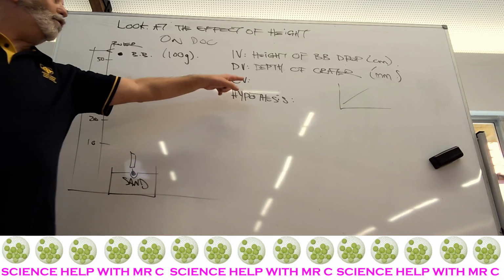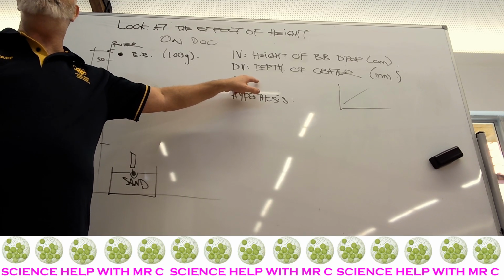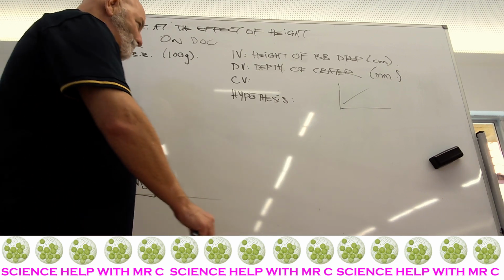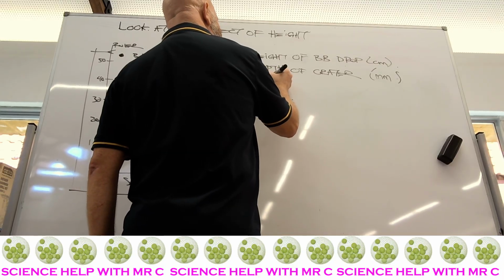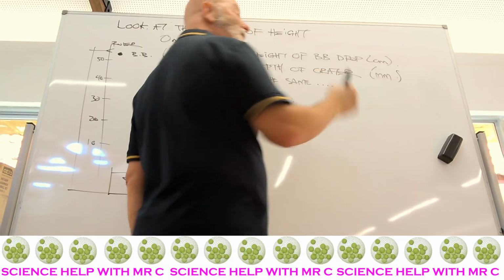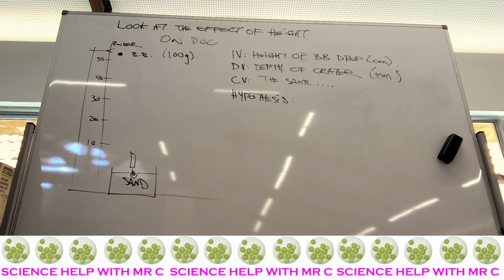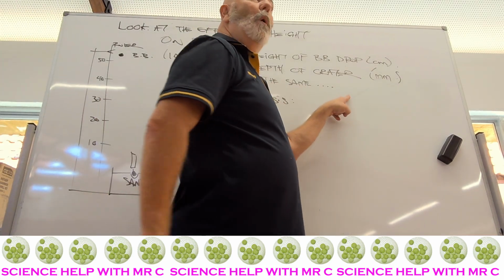hypothesis. Controlled variables are the things that stay the same. So we need to think about what could influence what we're measuring. Now, the important thing here is you write the same, and then you mention what could change the depth of the crater, but we don't want it to? The same diameter and weight of the ball bearing.